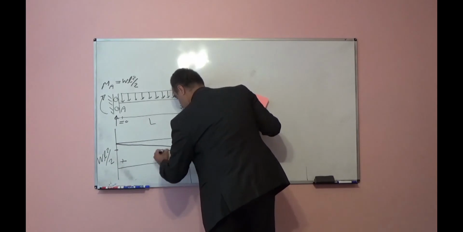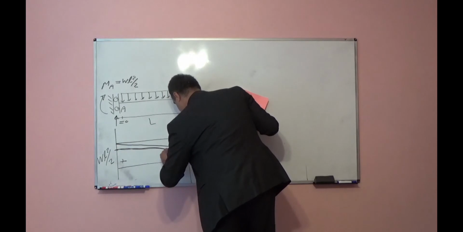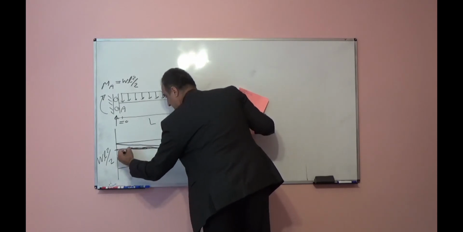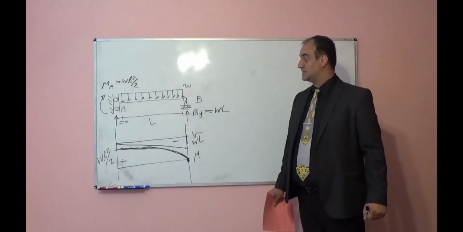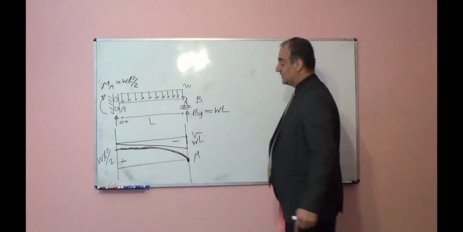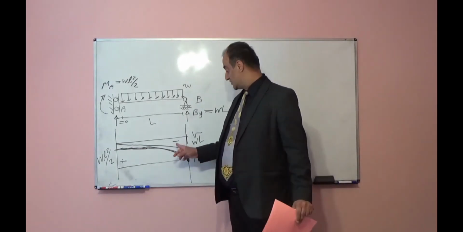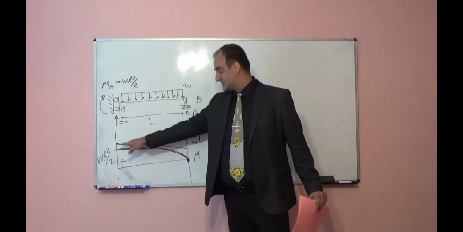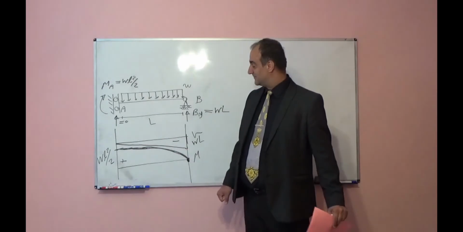So with one second degree curve, quadratic shape, you will attach 0 to the WL squared over 2. You see, the derivative of bending moment should give us the shear force. Derivative of the second degree, it will be first degree line, curve line, that is right.